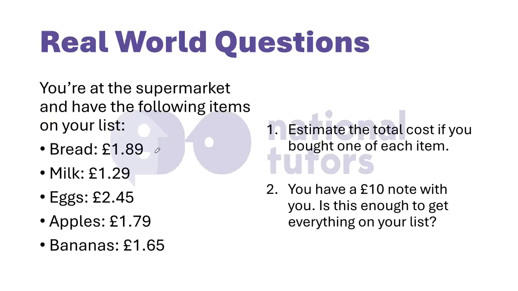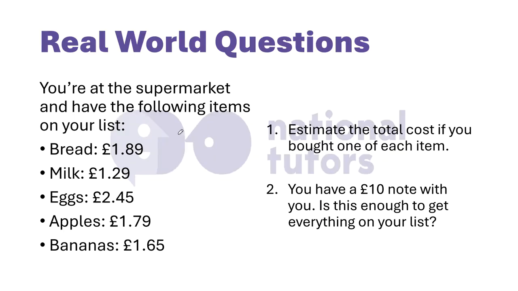So, you're at the supermarket and you have the following items on your shopping list. We have bread for £1.89, milk for £1.29, eggs for £2.45, apples for £1.79, and bananas for £1.65. Assuming we need everything on the list, estimate the total cost if we bought one of each item.